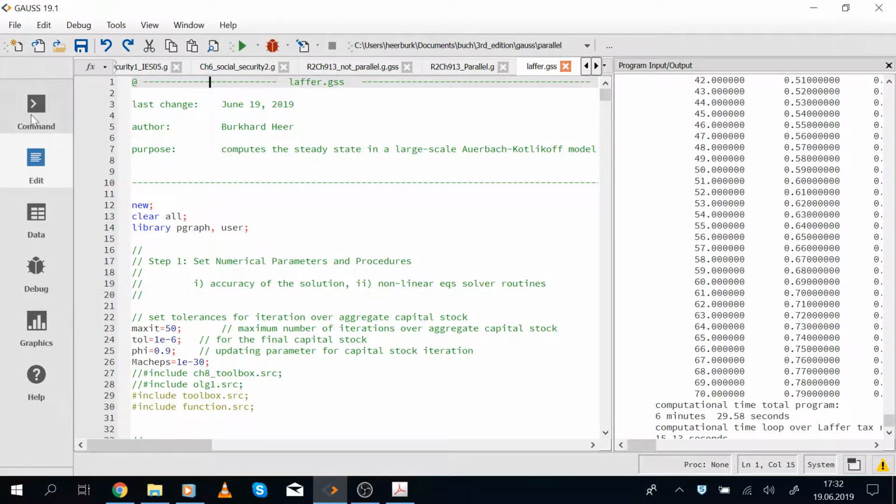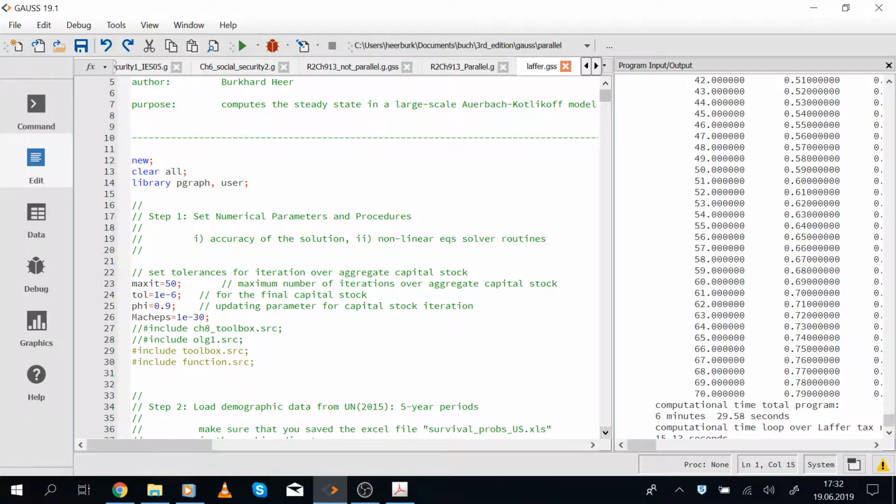In the first part I have entered between two @ signs the description of the program, so its name, when it was written, and what it does. And of course, as always in the beginning of the program, I introduce a new statement and a clear all statement so that the memory is cleared and no variables are preset. You should always do this.